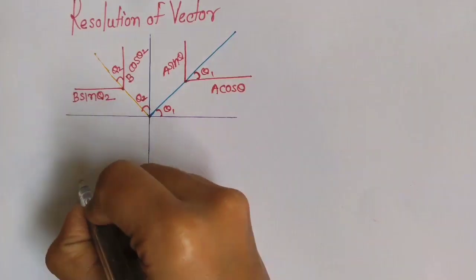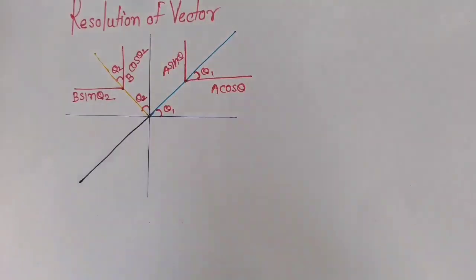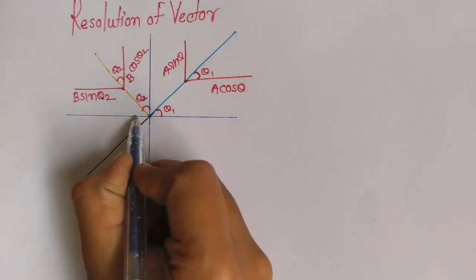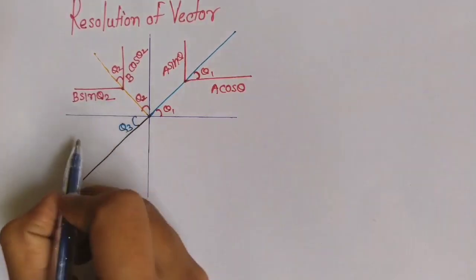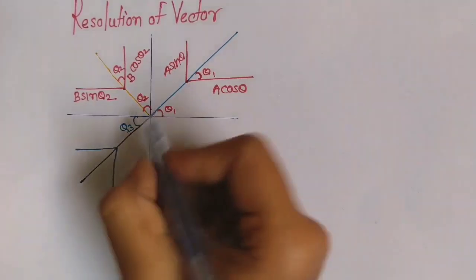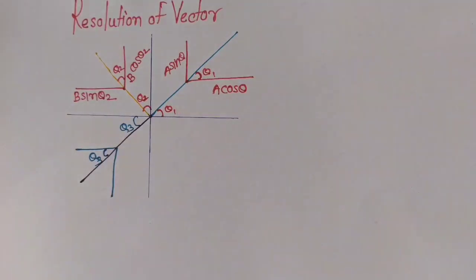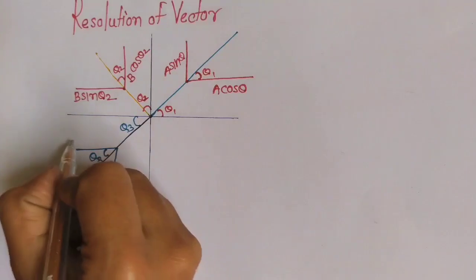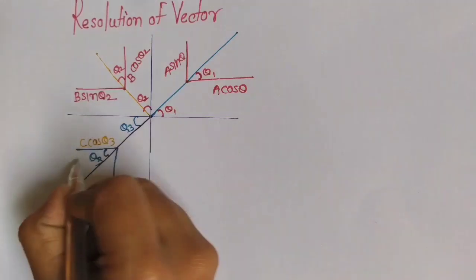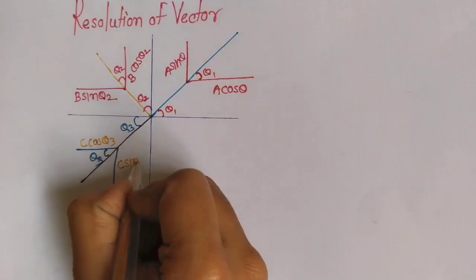We have taken another vector, vector c, in the third quadrant, and we have to resolve this vector into two components. It makes angle theta 3 in this quadrant, and we take the angle on either side of the vector. The component adjacent to the angle is c cos theta 3, and the other component is c sin theta 3.